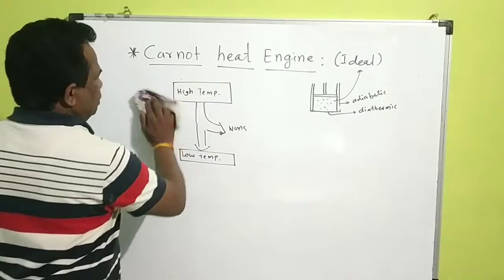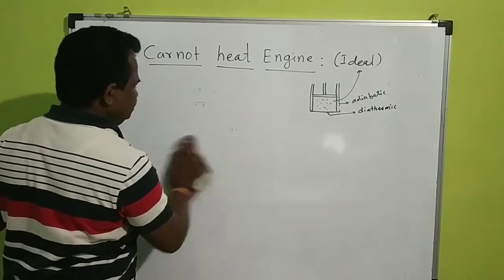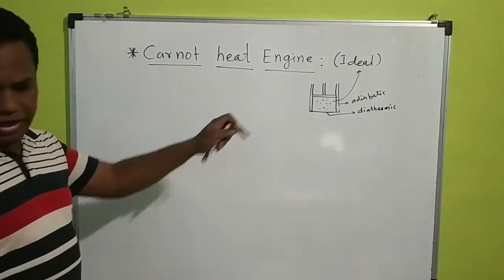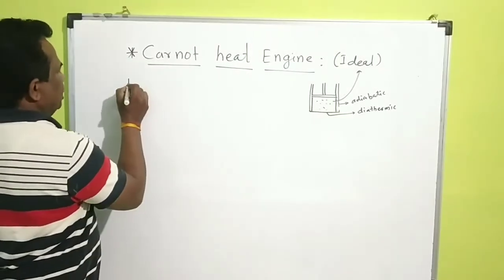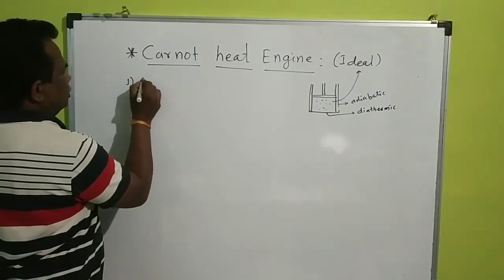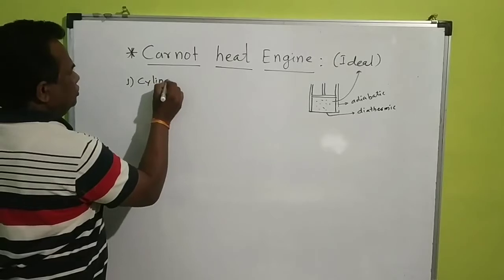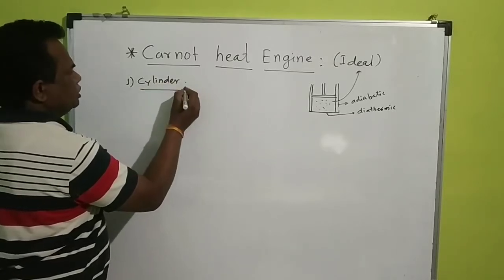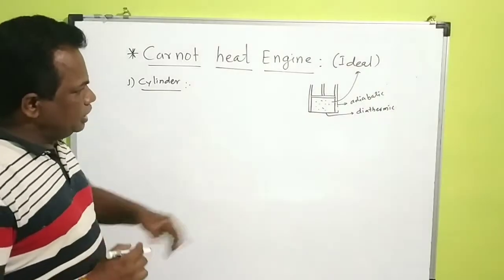So I will draw them one by one here. So this is the working substance. You can name it the working substance, or the cylinder. The cylinder consisting of the ideal gas.